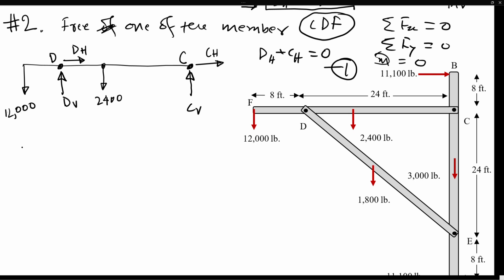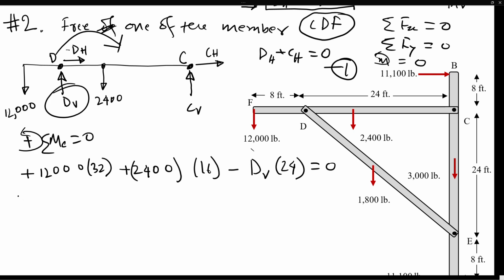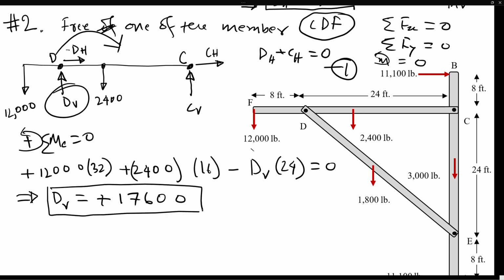And then we can take moments at any point. Let's take moment at point C, all moments sum to 0, to find out one of the forces at point D. If we take moments with respect to C, the 12,000 pound will do a counterclockwise moment, which is positive, and that is total 32 foot away from C. Then also this 2400 will do a counterclockwise moment, again positive, which is 16 foot away from C, minus this DV will cause a clockwise moment with respect to C. So that's going to be minus DV times 24 foot away from C. Everything summed to 0. If you solve for DV, I found plus 17600. So this is the vertical reaction at point D.